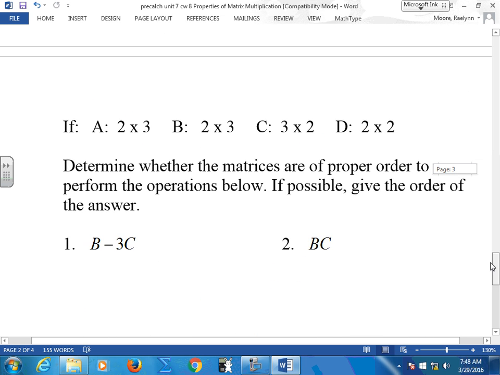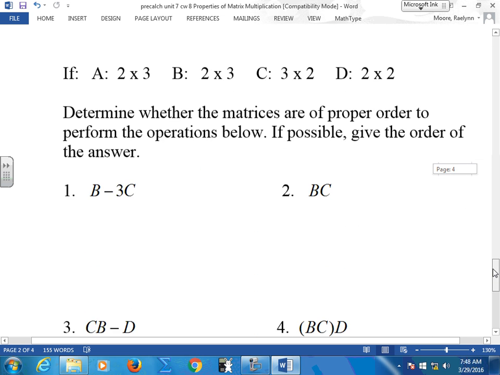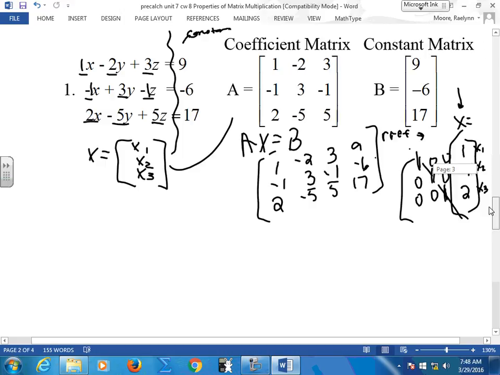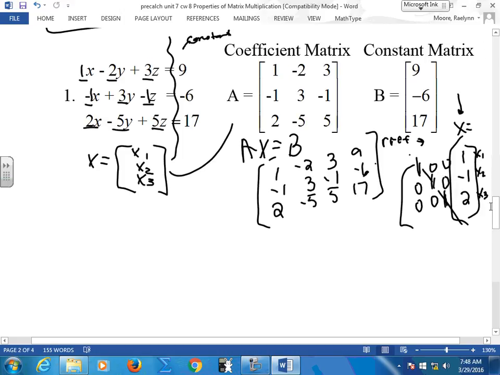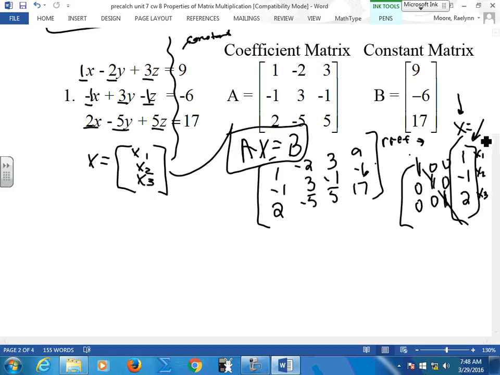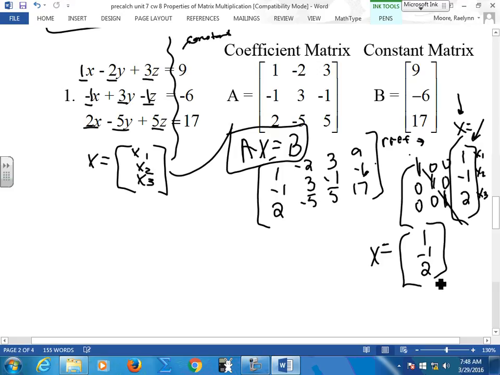So can we just leave it in that, like, with the 1, 0, 0, 1, 0? No, you're going to give me this. If we ask for this format, you're going to give me this. So just x equals, x, and then put your numbers here. And this is your answer.